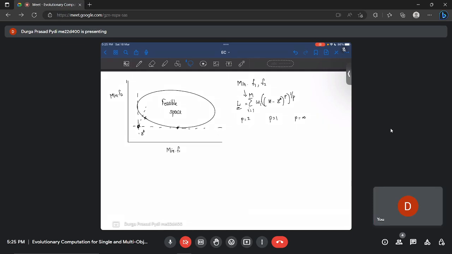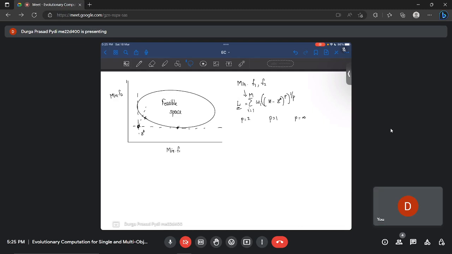I mean, these methods are only for minimization? No, they are not only for minimization. You can adapt them to whatever you want. If you want to maximize, then you just have to convert it accordingly.